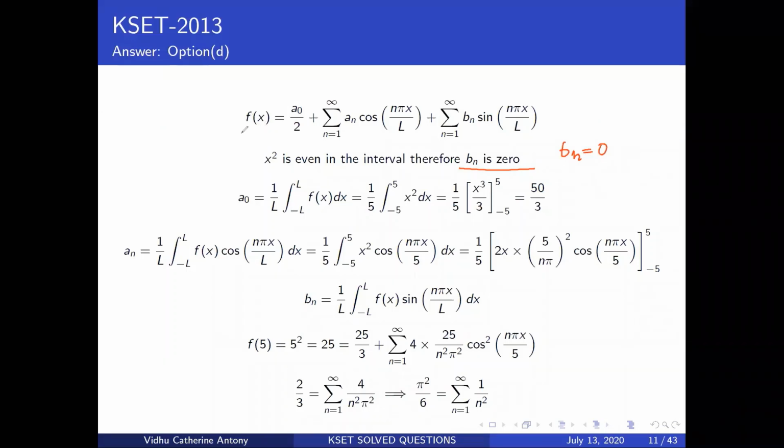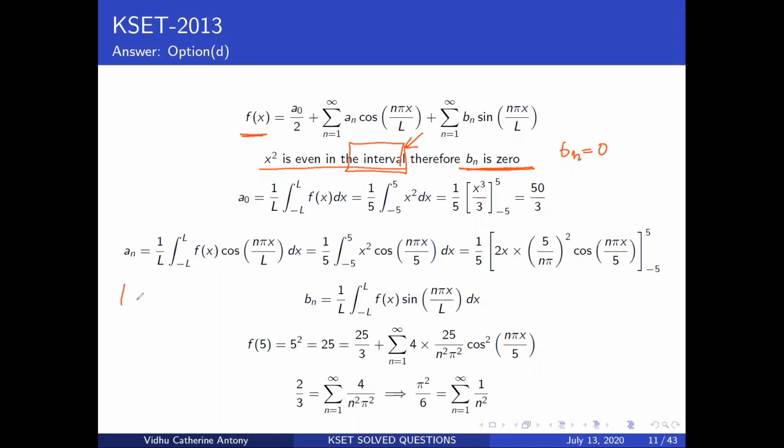So how can you write your f of x? f of x is equal to a naught divided by 2, plus summation of n equals 1 to infinity a sub n cos of n pi x by L, plus summation of n equals 1 to infinity b sub n sine of n pi x by L. So x squared is even in the interval. This is very important, which many people neglect. Therefore your b sub n is 0.